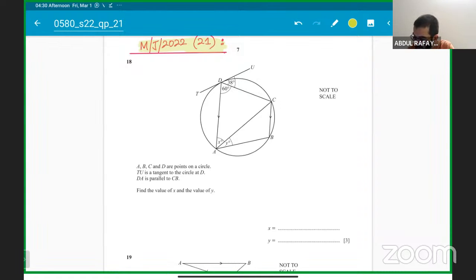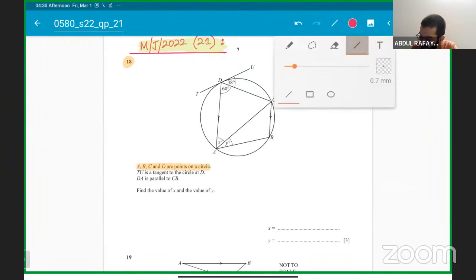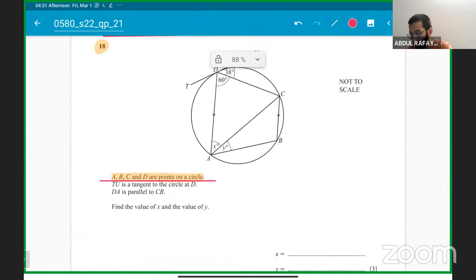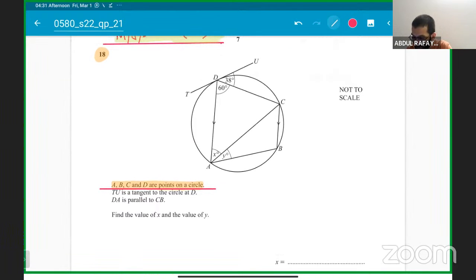So let's talk about the circle theorems question. Question number 18. A, B, C, and D are points on a circle. This is a tangent to the circle at D, and DA is parallel to CB. Find the value of x and the value of y. So we have to find the value of x and the value of y. Think about it and let me know what the values will be. What will be the value of x?